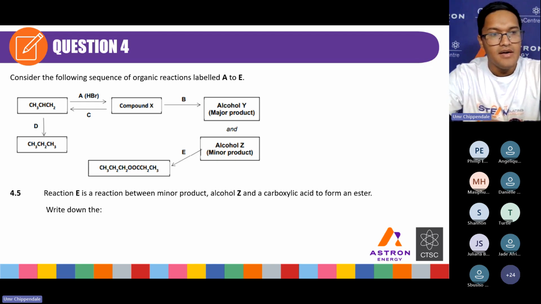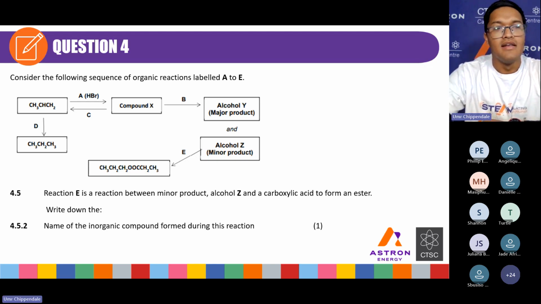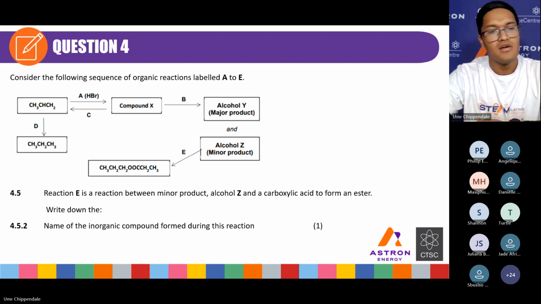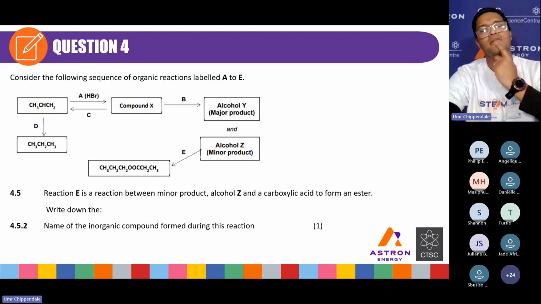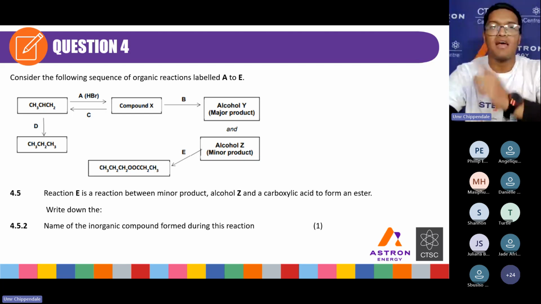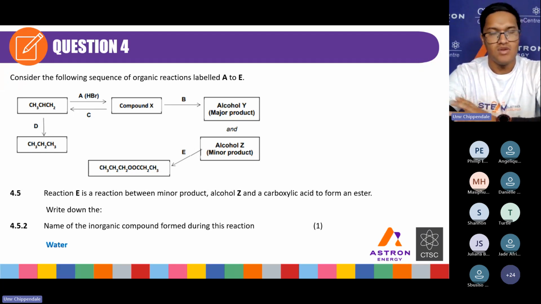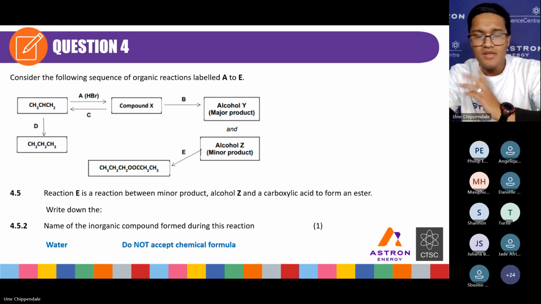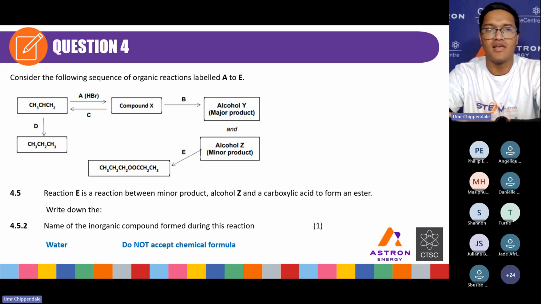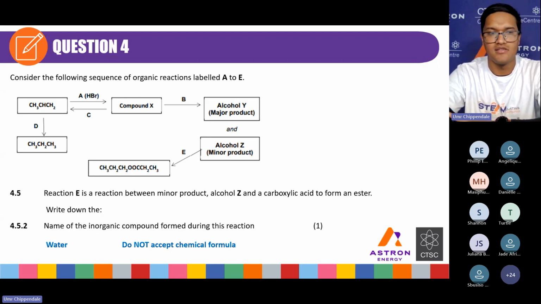Now 4.5.2, name of the inorganic compound formed during this reaction. So in this case, we are going to write down the inorganic compound. Remember, the inorganic compound does not have carbon within it. So that is just going to be water. Whenever you join these two, the one that does not have carbon will just be water as a byproduct. And here, please, guys, do not write down the chemical formula. If you write down H2O, you will not get the marks.